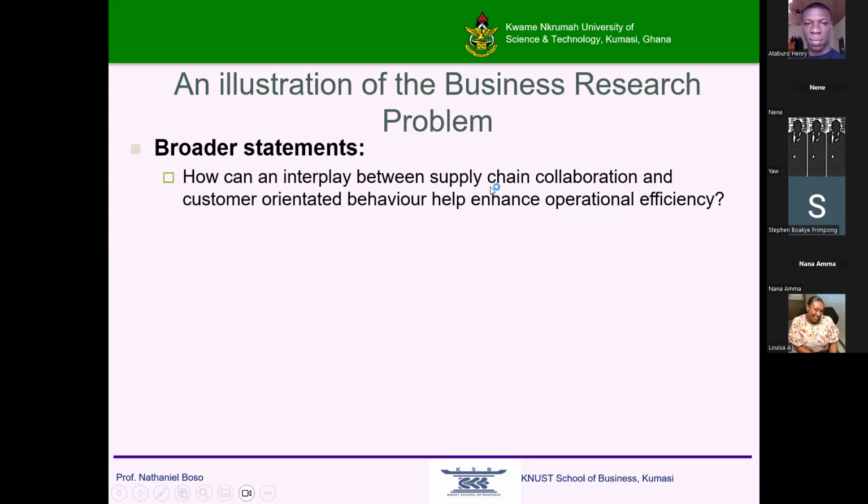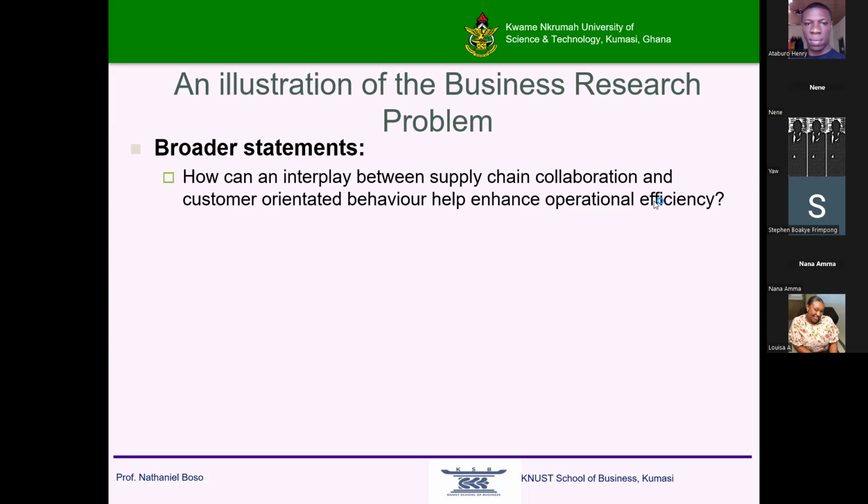And then the next keyword is supply chain collaboration. Another keyword is customer-oriented behavior. We have enhance, and then operational efficiency. This is a pregnant statement. How can the interplay between supply chain collaboration, 1, customer-oriented behavior, 2, help enhance operational efficiency, 3? So when you take this statement, it has 3 concepts that it is examining: supply chain collaboration, customer-oriented behavior, and operational efficiency. Look at this keyword, interplay between this and that to enhance operational efficiency.